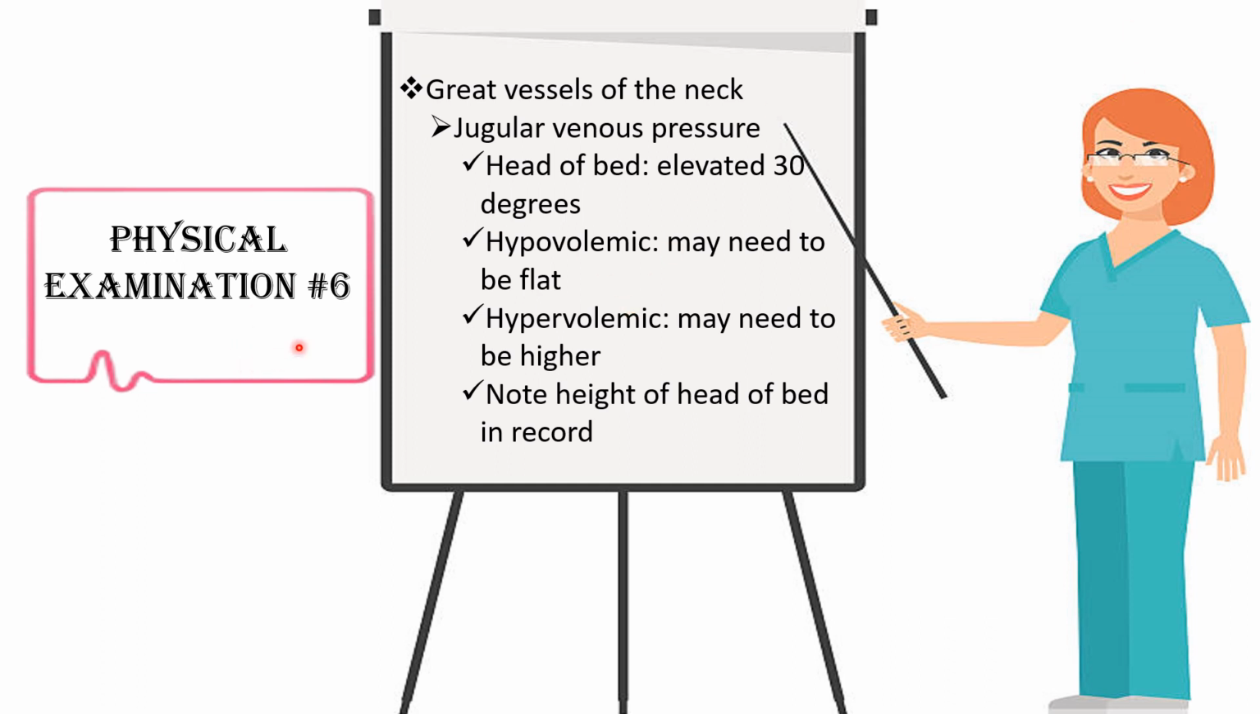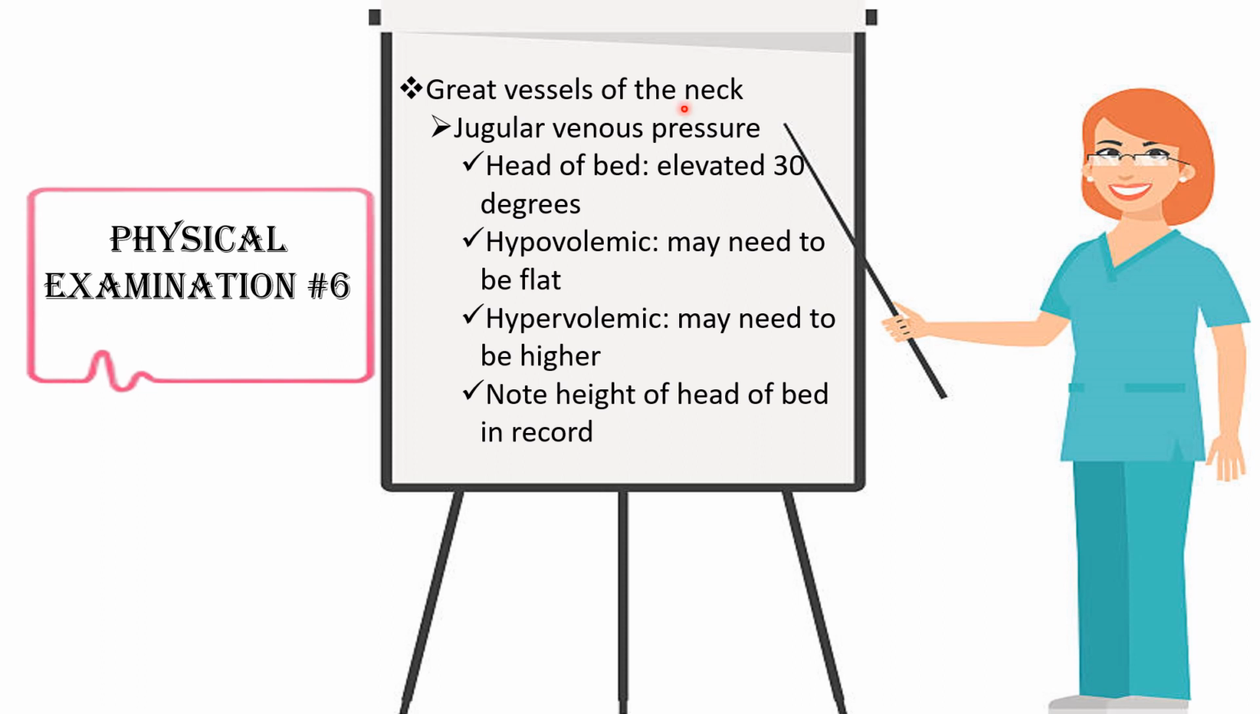So to continue with the physical examination of the great vessels of the neck, again, to check for the jugular venous pressure, the head of the bed should be elevated to 30 degrees. At the beginning of the assessment, you have to consider the patient's volume status and how high the head of the bed is when you are examining.